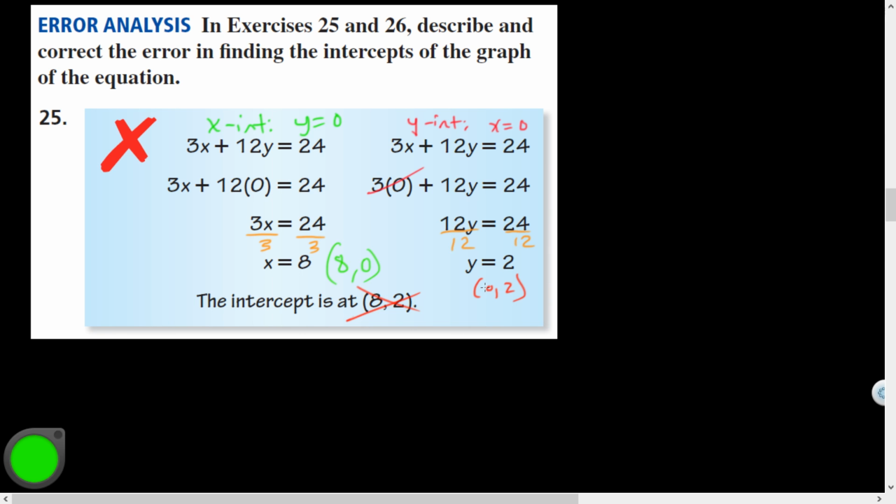Mathematicians have been making this one for a long time, friends. It won't be the last time we see this one. It's a common one. So put this into your memory. Don't fall into the trap.